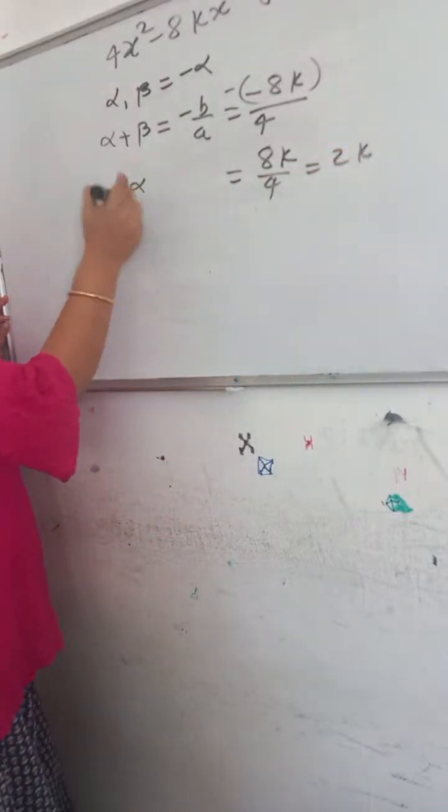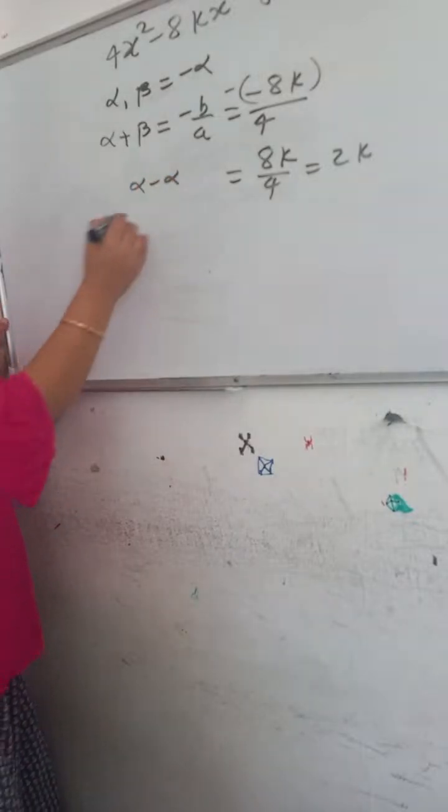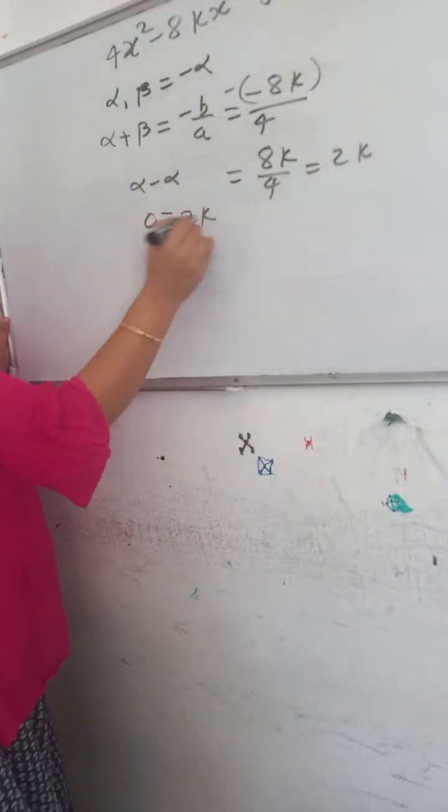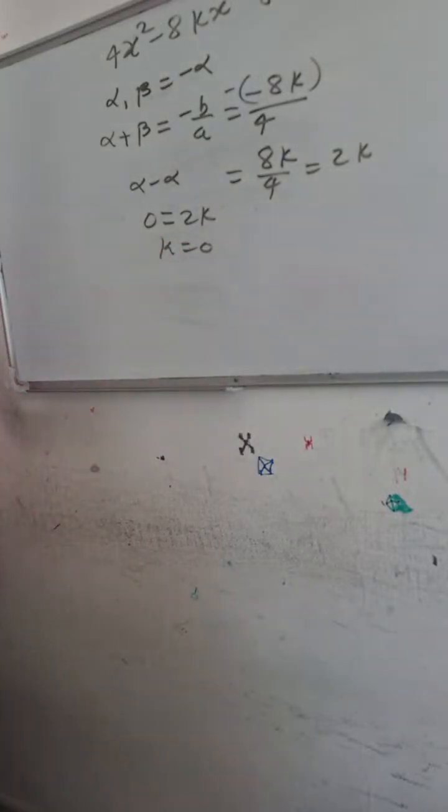But one zero is alpha and the other is minus alpha, correct? So the sum is 0. So 0 is equal to 2k, then k is also 0 only. Can you get how to find the answer? These are all 1 mark questions. Mostly this kind of question they will ask in MCQ. Getting this?